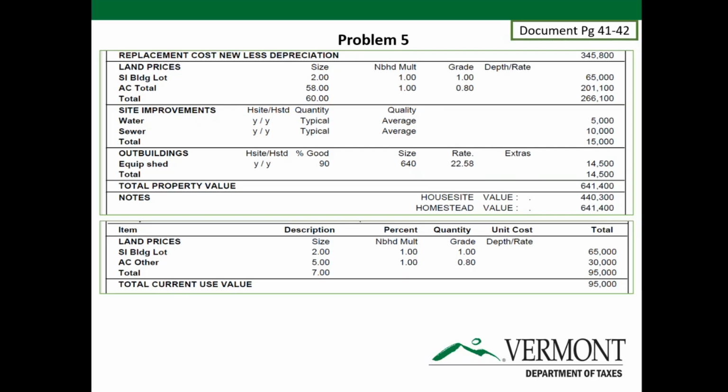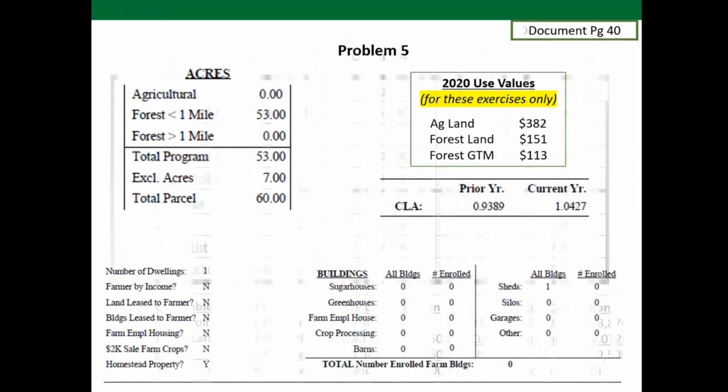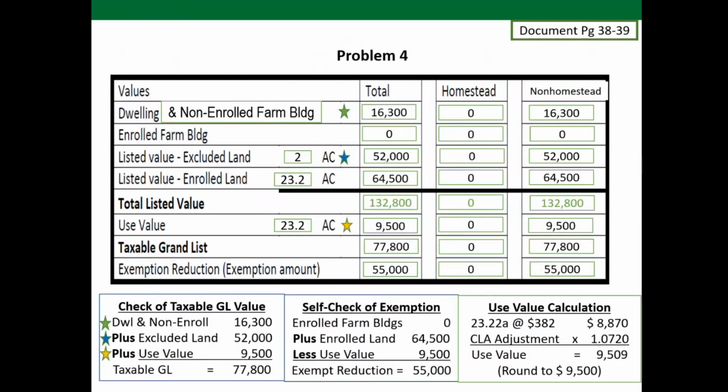What happens if you have more than one type of enrolled land, agricultural and forest? So you do each calculation. Let's say I have 50 acres of ag. I'm going to multiply that by the ag price. And then I have 50 acres of forest. I'm going to multiply that by the forest price. And then I'm going to take the total of those two and I'm going to apply the CLA. And that should be my use value.